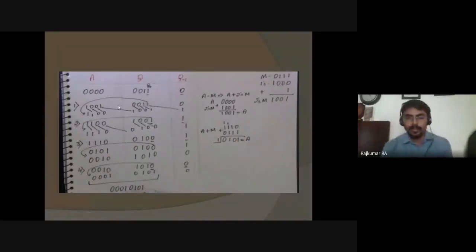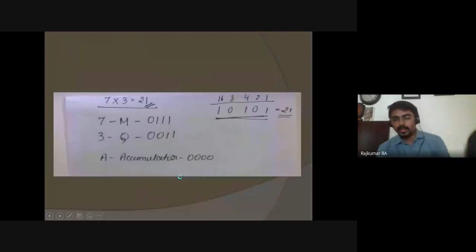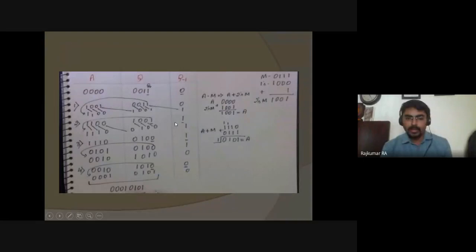Now again you have to compare Q0 and Q minus 1 for the second step. Now both are 1. If both are 1, there is no operation, we just shift only one time. So if we shift only one time, whatever is here, the 1 will come to here, and the double 1 will become triple 1, and the 0 will come, and the 1s will come. Whatever we shift out here, that is Q minus 1.